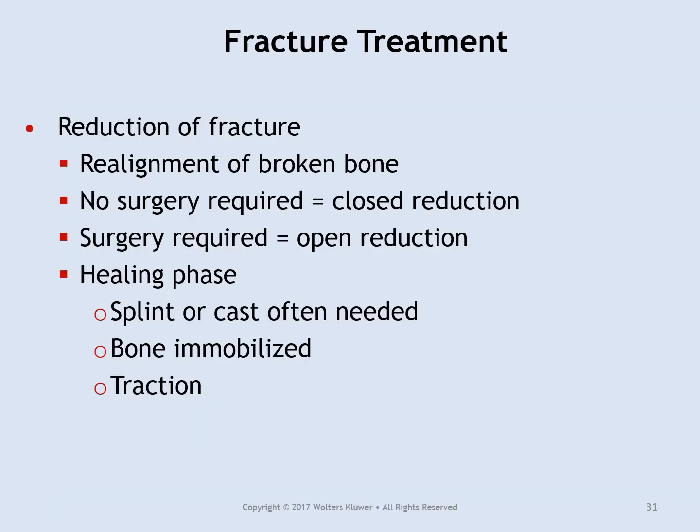So to treat the fracture, you want to realign the bone. If there is no surgery, it's a closed reduction. If you do need to place pins to keep the bone realigned, then it is an open reduction. The closed is always preferable to the open when it comes to broken bones. And then in the healing phase, you can use a cast to immobilize it to allow the osteoblasts, the builders, to form new bone tissue and knit the bone back together.